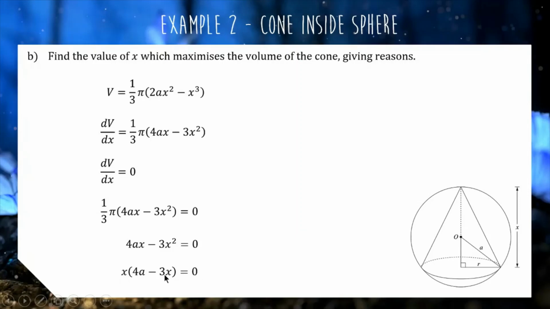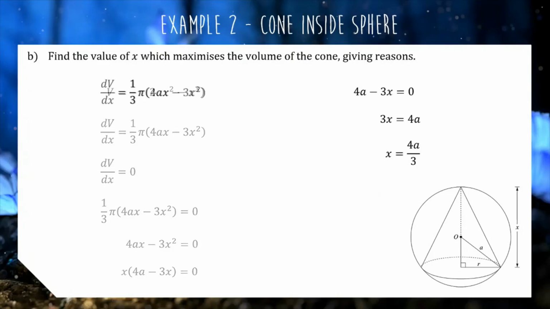Either x is 0, which doesn't really make sense because then our cone doesn't really have any height, so that's the minimum value. We don't really care about that. We care about this one, 4a minus 3x equal to 0. If we solve that for x, it's a quick easy solve. We get that 3x is 4a, so x is 4a on 3. That is a technically correct answer, which is the best kind of correct. But again, we need to show, giving reasons, why this maximizes using the second derivative if you want to get all 3 of the marks.